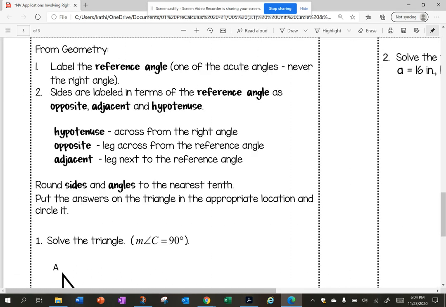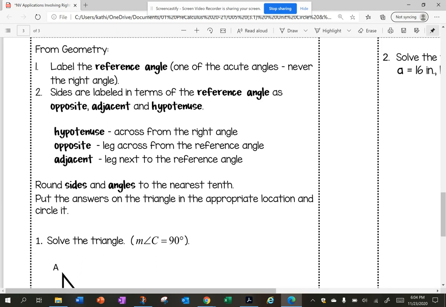From geometry, we learned that I want to identify or label the reference angle first. This is one of the acute angles and is never the right angle. The sides are labeled in terms of the reference angle as the opposite leg, the adjacent leg, or the hypotenuse. So the hypotenuse is across from the right angle. The opposite is the leg across from the reference angle, and the adjacent is the leg next to the reference angle.